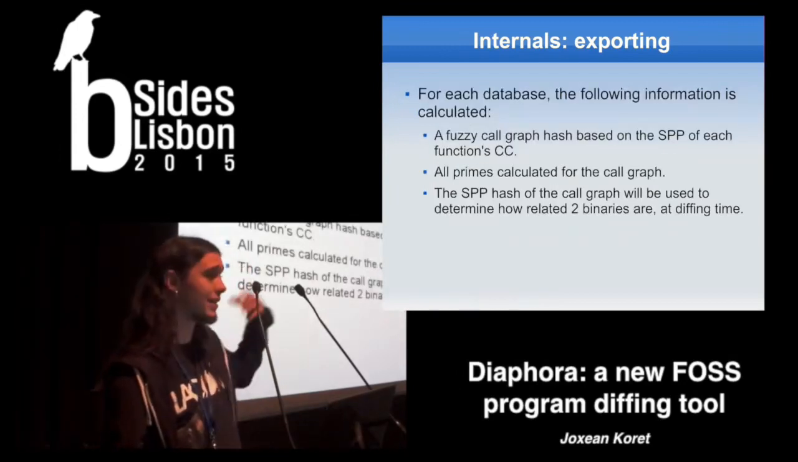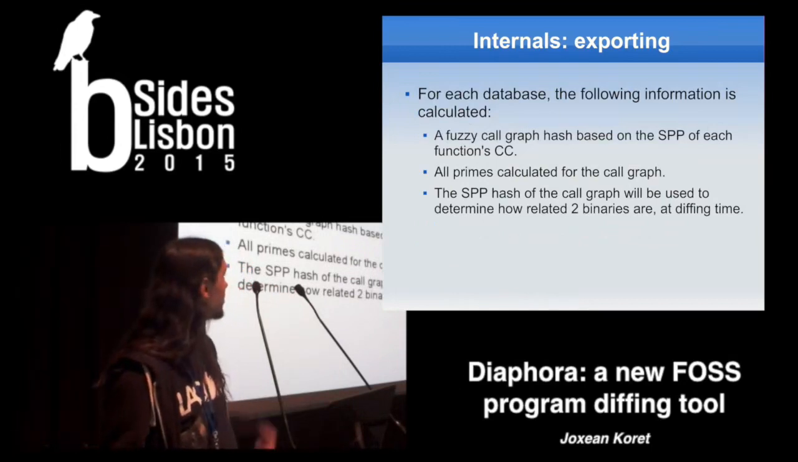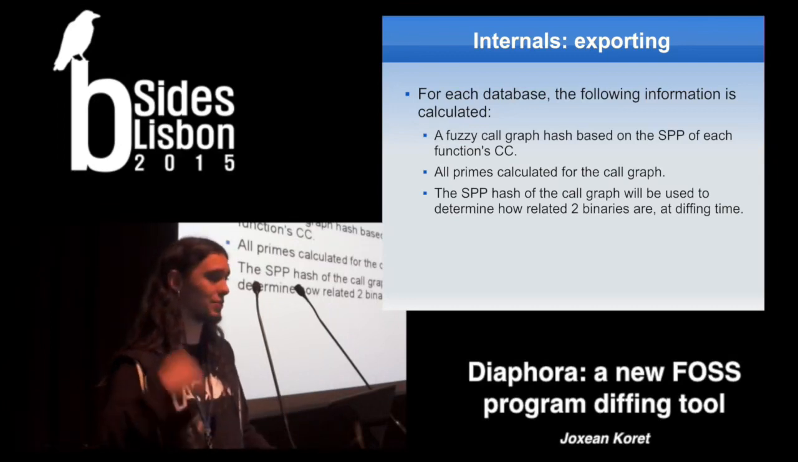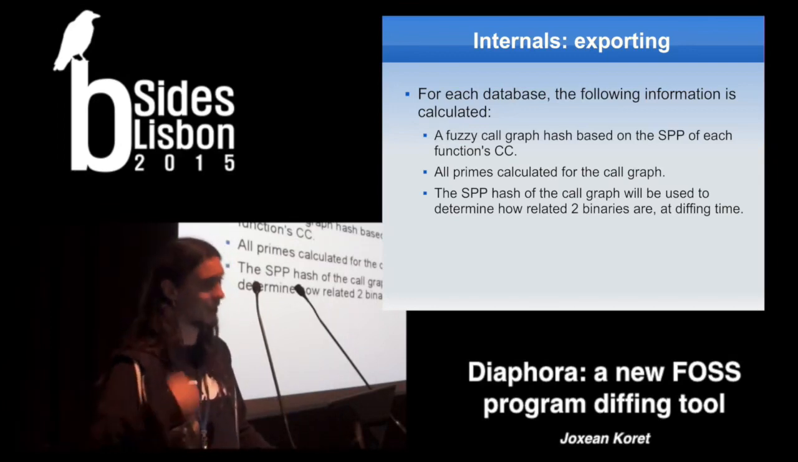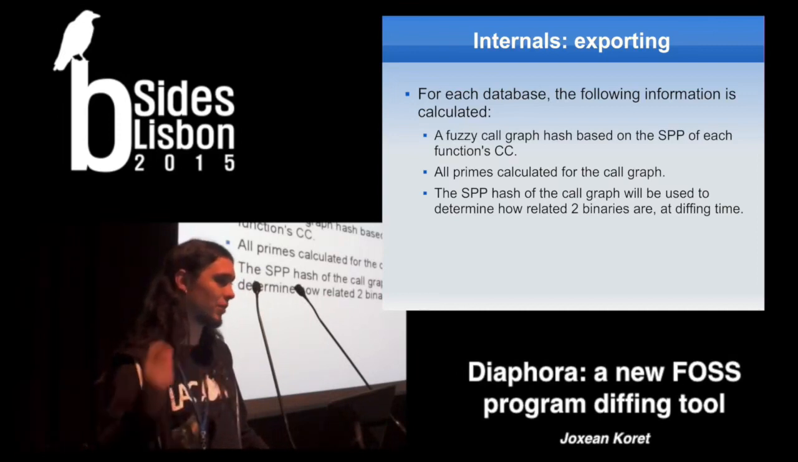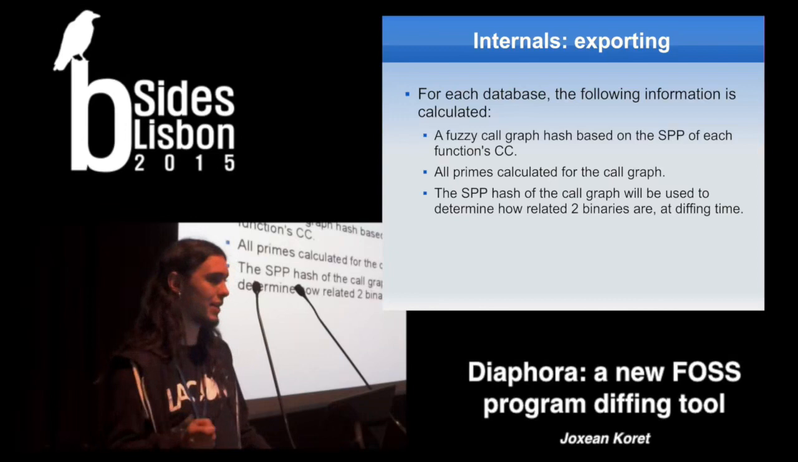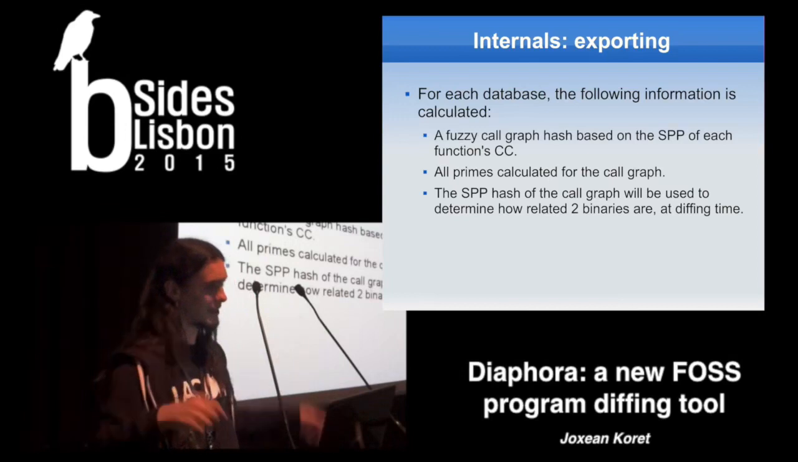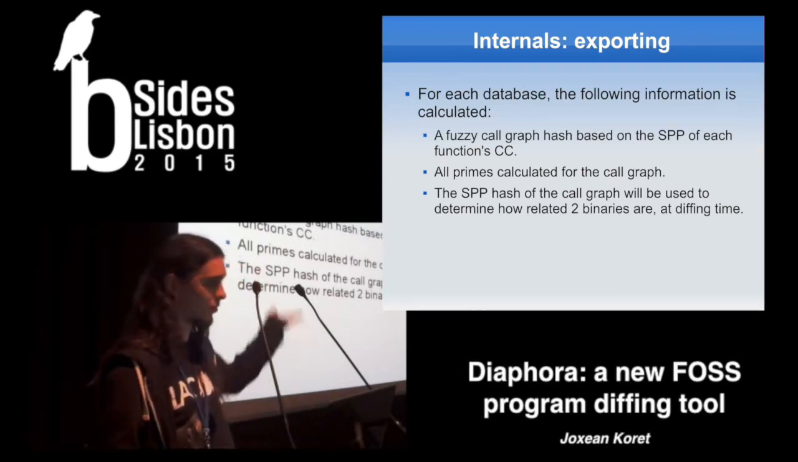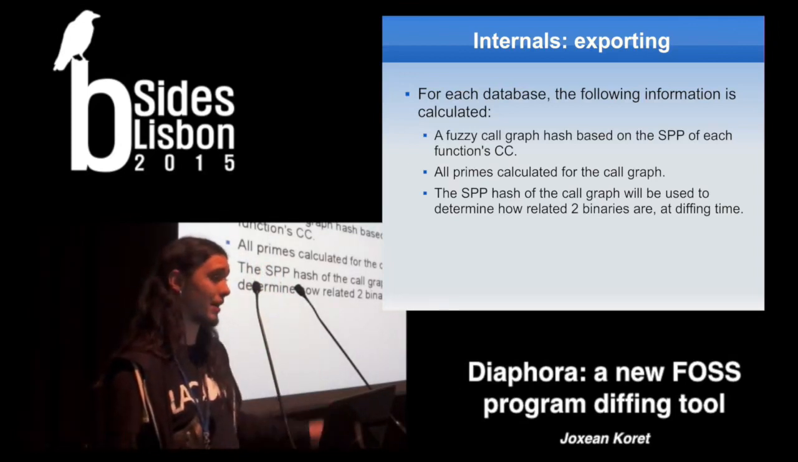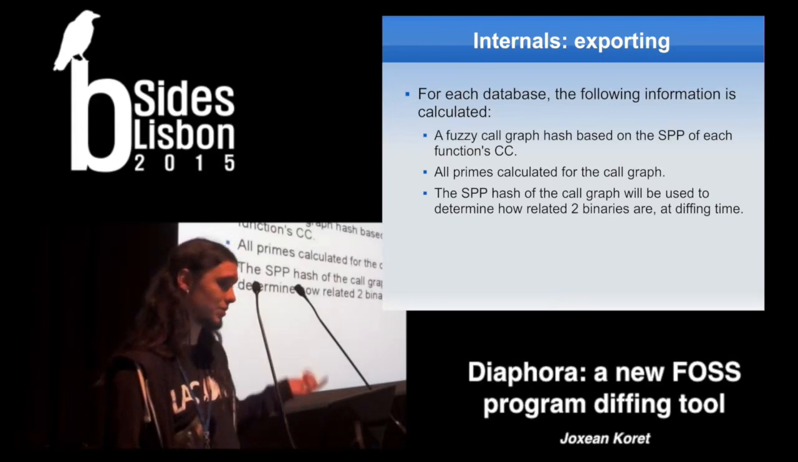Okay. Also, at the database level, not at function level, I also export the following: a fuzzy call graph hash based on the small primes product of each function's cyclomatic complexity. That's it. For the cyclomatic complexity of each function, I assign to the corresponding cyclomatic complexity a prime number. Then I multiply all the prime numbers of all functions, and I use it as a hash. This is the fuzzy call graph hash that I calculate. I also store all the primes that I use for the calculation, so I don't have to recompute them again.